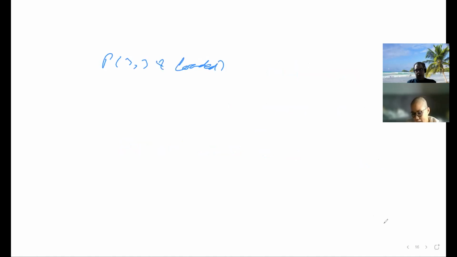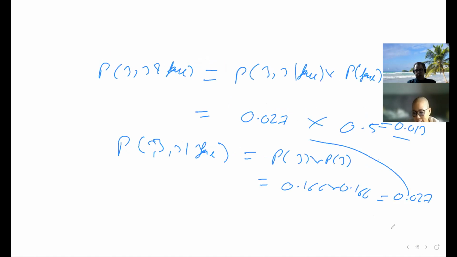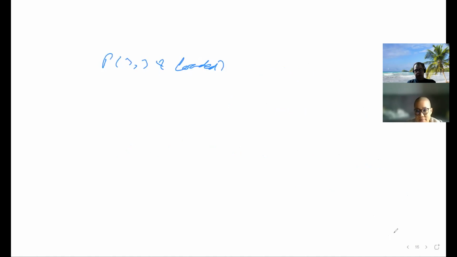Okay. So you know what I did? I kept putting an extra 0. Instead of 0.5, I kept putting 0.05. Sorry. Okay, no problem, that happens. Just a minute. So we get P3,3 and loaded equal to 0.18, right?